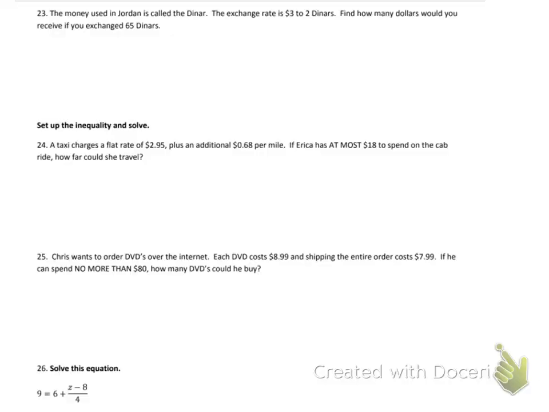All right, so if the money used in Jordan is called dinar, the exchange rate is $3 to 2 dinars. How many dollars would you get if you received 65 dinars? So dinars were on the bottom, so 65, and we're looking for x. This is dollars over dinars, and it's going to be equal to dollars over dinars. So I'm not cross-multiplying here. Oh no, I am cross-multiplying.